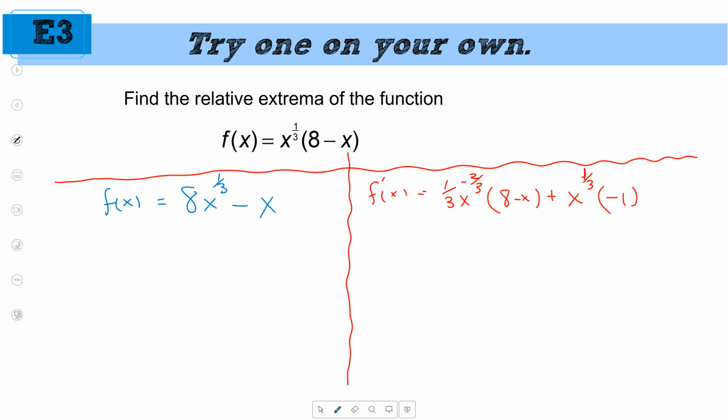Sorry for the interruption. If I choose to multiply this out, what's the exponent on the second x? 4/3. Correct.